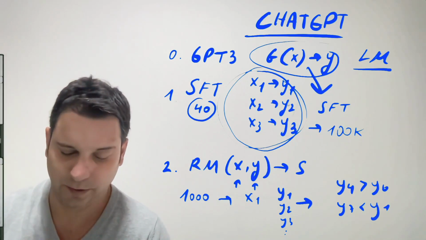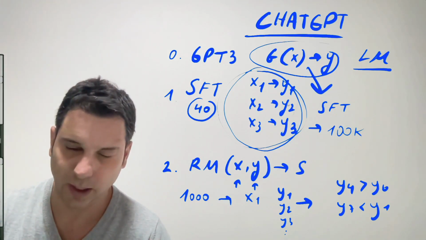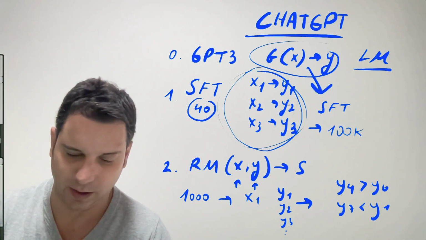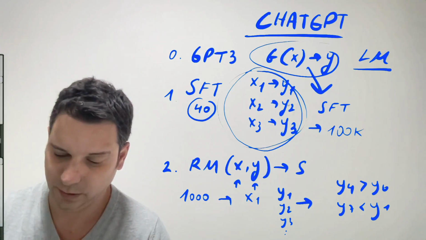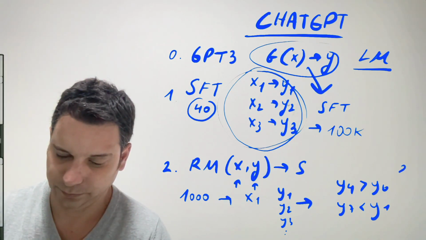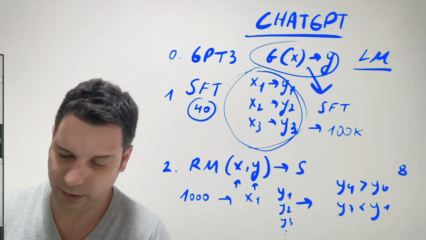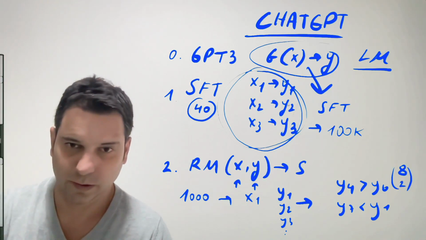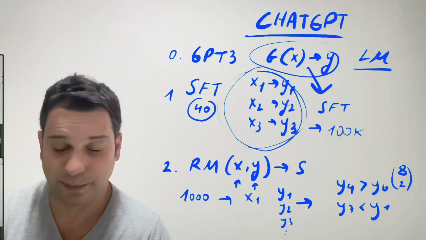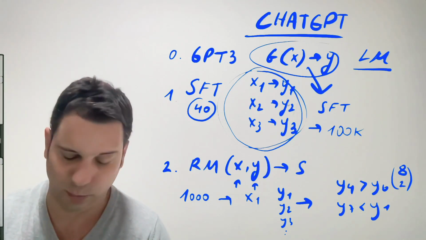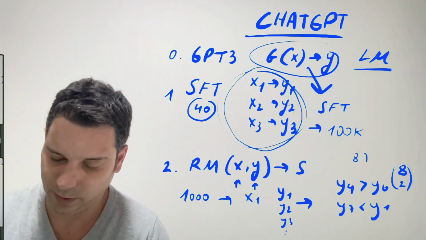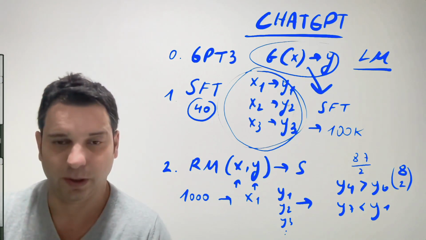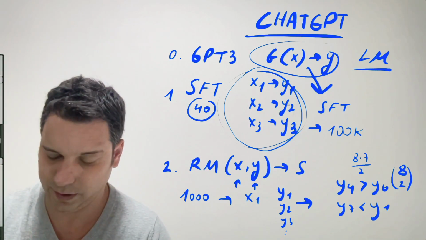So if we have, let's say, 8 responses, we are going to have this many comparisons. If we pick 2 out of 8, basically we have 8 multiplied by 7 divided by 2. So in this case, it's 28 comparisons.